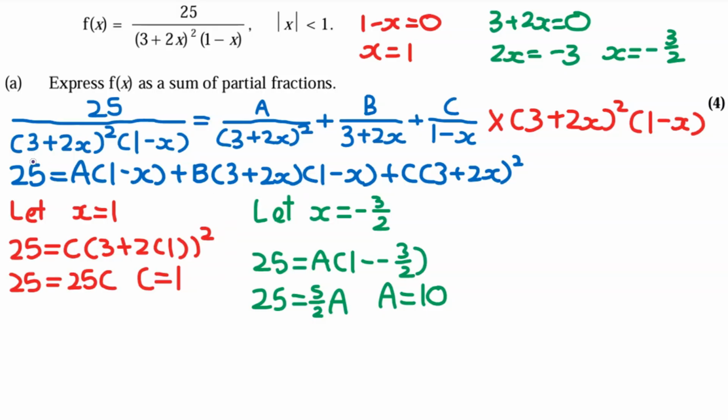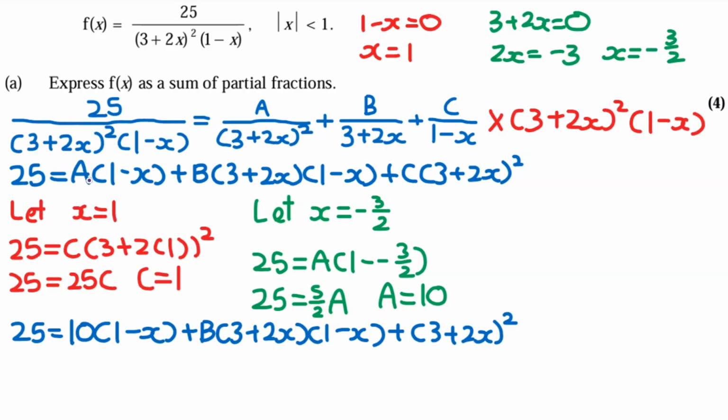What we're going to do is this equation here, we're going to sub in the values that we found for a, which is 10, and c, which is 1. So therefore this equation is going to become 25 is equal to, and then we're subbing out this a here for 10, and we're subbing out this c here for 1, but remember we don't have to write this one, so therefore this term here will just become 3 plus 2x squared. So therefore we've only got the b left here.